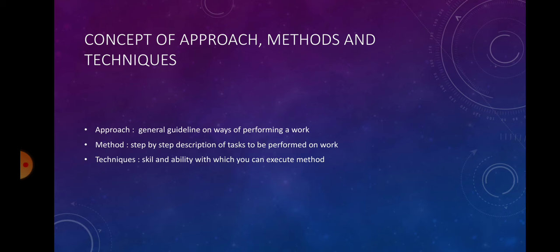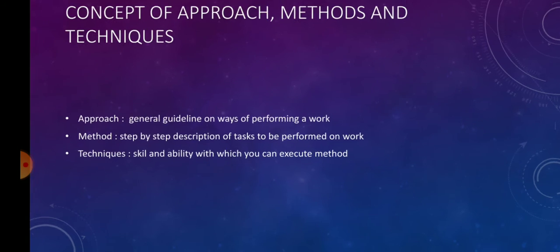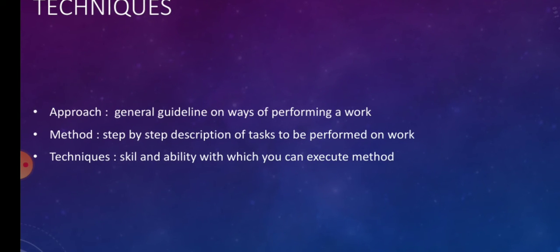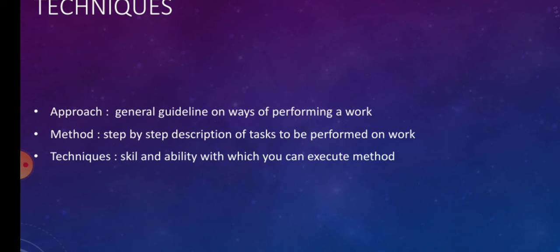Which is approach? Approach is actually a general guideline on ways of performing a work. It means that you have to have an approach when you want to perform a work. And what is method? Method is a step by step description of the task to be performed. It means that while you are performing a work, you should follow a method for it.